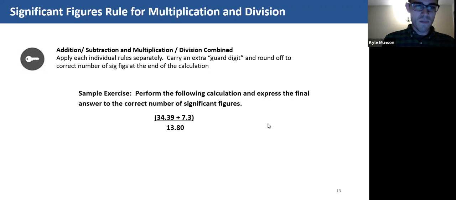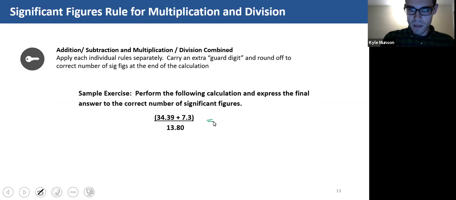Okay, so what are we going to do? We're going to apply each individual rule separately and carry an extra guard digit and round off to the correct number of significant figures at the end, okay? So we're just going to go on as normal, and then we're going to continue on at the end, okay? So, for example, if I did this first, we're just going to follow regular algebra rules here. We're going to perform the following calculation.